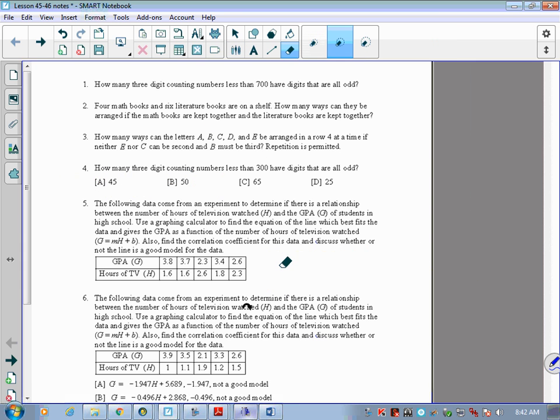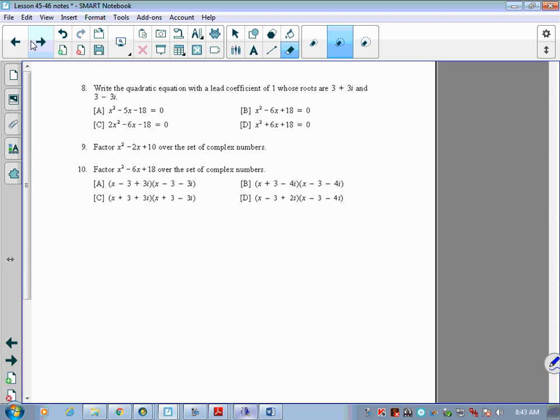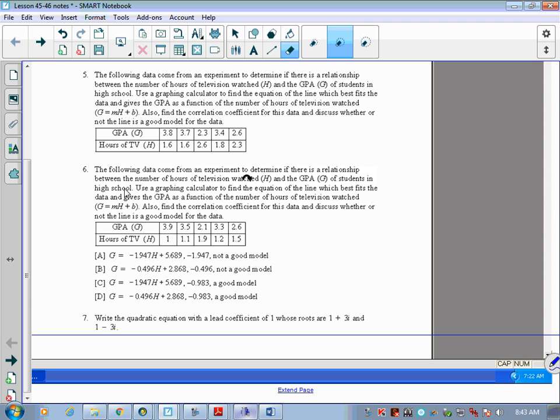We really only have one concept left, which is 7, 8, 9, and 10. And this comes from our lesson 46 information, which is complex roots, factoring over the complex numbers. In this one, it says write the quadratic equation with a lead coefficient of 1 whose roots are 1 plus 3i and 1 minus 3i.